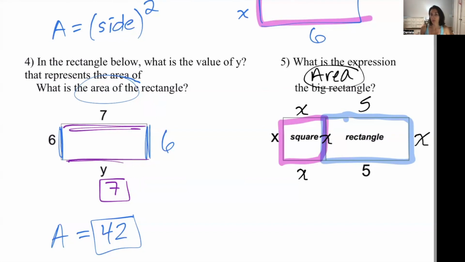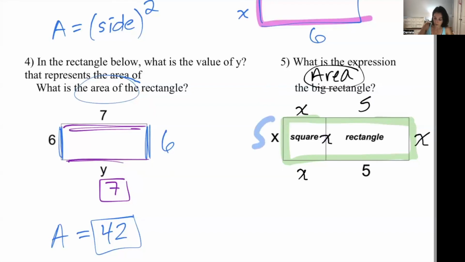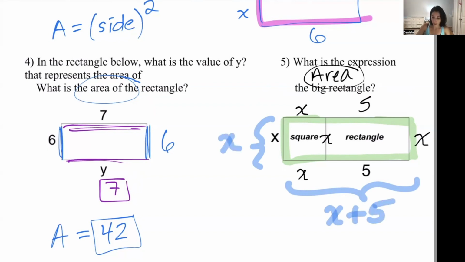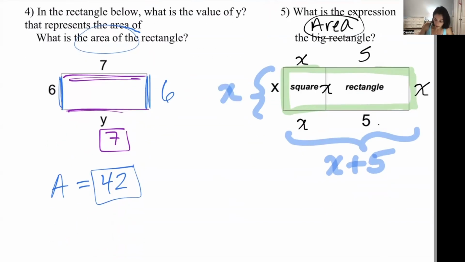So what expression can represent the area of the big rectangle, right? So now it's just referring to this big rectangle here, right? Okay, so it's this big one. So how can we represent the area? Again, the area is length times width, right? If this is the width and this is the length, how can we express the length, right? That could be expressed as x plus 5, right? And then this is x. So we can express the area as x, that's the width, times the length, which is x plus 5, right?